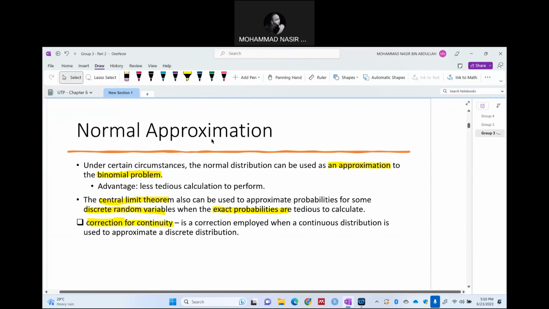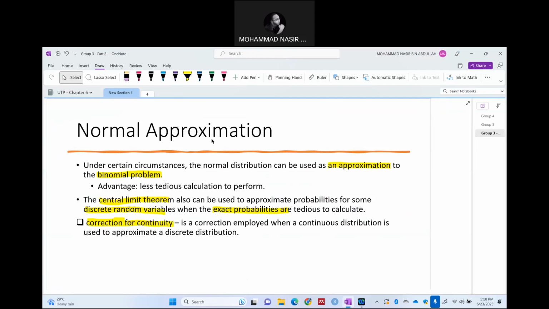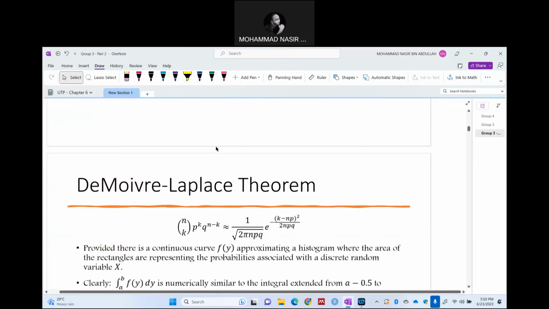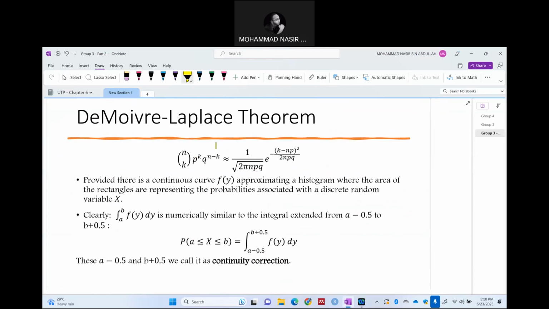So continuity correction, or correction for continuity, is used when you want to convert a discrete random variable to a continuous random variable, right? So based on the Laplace theorem, there is a continuous curve approximating the histogram where the areas of the rectangles represent the probability associated with the discrete random variable x. So basically, Laplace suggests that when you want to convert to a continuous distribution, you need to add 0.5 or minus 0.5 for every probability point, right? So this adding and subtracting 0.5 is called continuity correction, right?